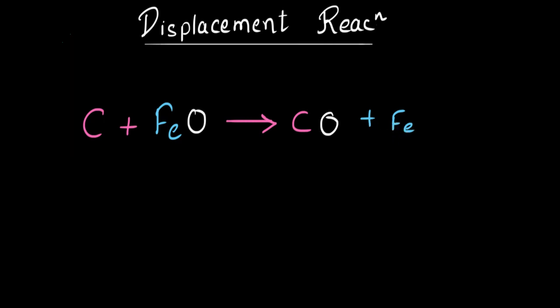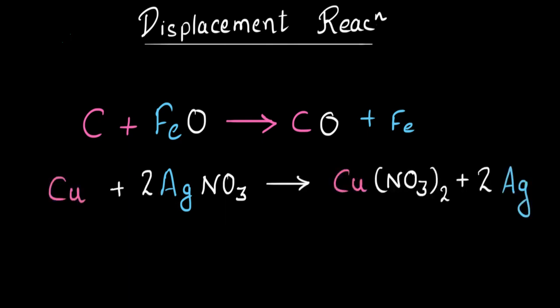Similarly, another example could be if you want silver, but all you have is silver nitrate. So how do you get silver out of this? Now one way could be that you react this with copper. Now copper being more reactive, it will kick out the silver from its nitrate. And finally we'll have copper nitrate and silver will be separated out. Now you can use this silver to make whatever jewelry that you want.